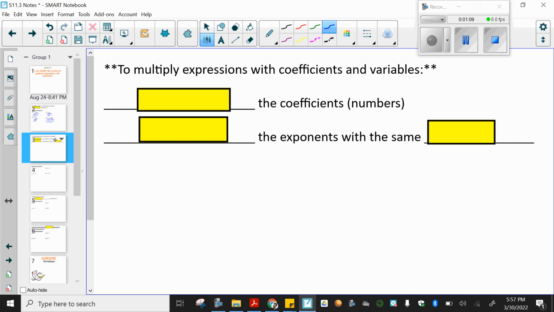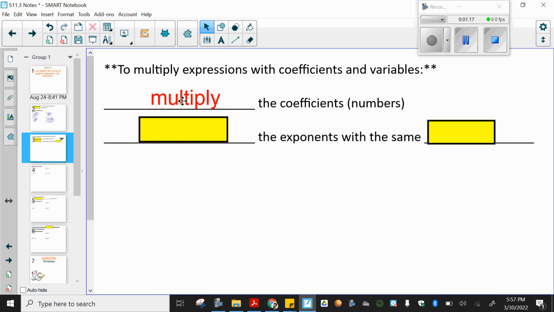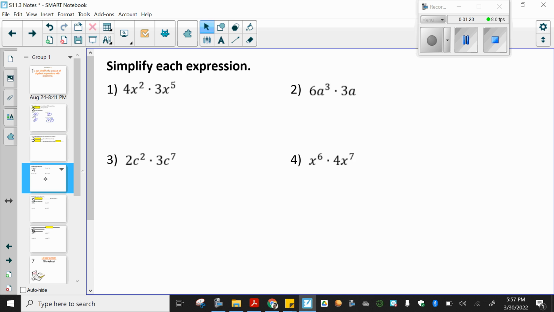Alright, next page. So, to multiply expressions with coefficients and variables, remember coefficients, the number in front, we have to do two things. Now we're going to multiply the coefficients, the numbers, and then we're going to do what we just did and add the exponents with the same base. So that's going to look like this. We're going to do 4 times 3 to get 12, and then add the 2 here. So x to the second times x to the fifth would be x to the seventh.